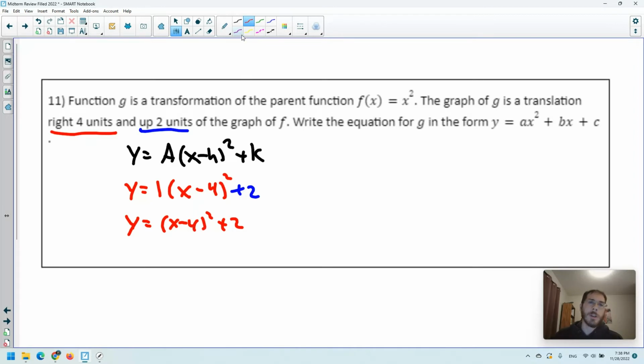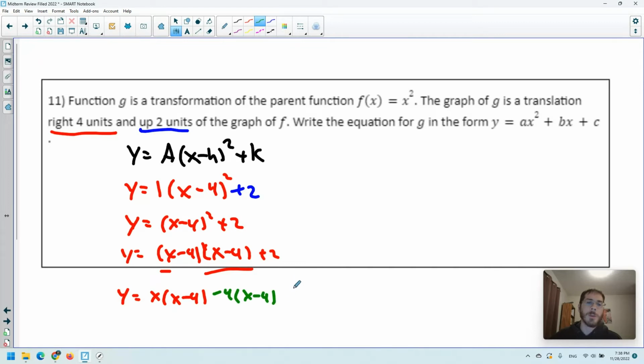But if you wanted to go the long way back from Unit 2, we would write this as x minus 4, not squared, times another x minus 4, then plus 2 at the end. We would do the double distributive property. X times x minus 4, minus 4 times x minus 4, still plus 2. Then we would double distribute.